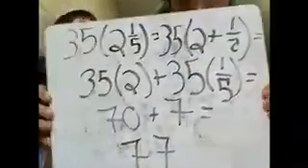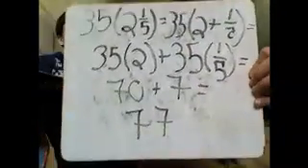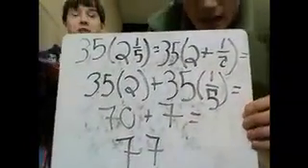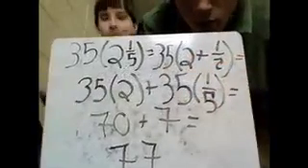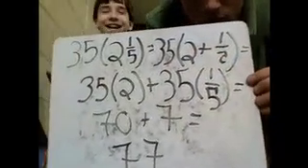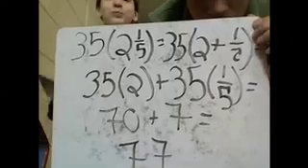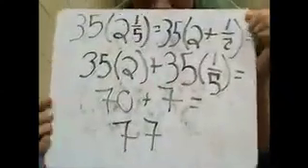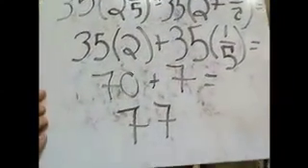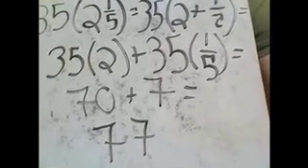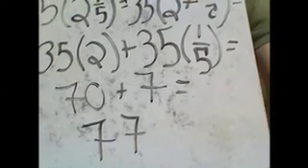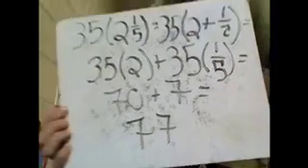Alright, next example, I think is actually a little bit harder, but I don't know, these guys will probably get it. I have 35 times 2 1/5, which equals 35 times 2 plus 1/5, which equals 35 times 2 plus 35 times 1/5. Do the math out, 35 times 2 equals 70. 35 times 1/5 equals 7. 70 plus 7 equals 77.